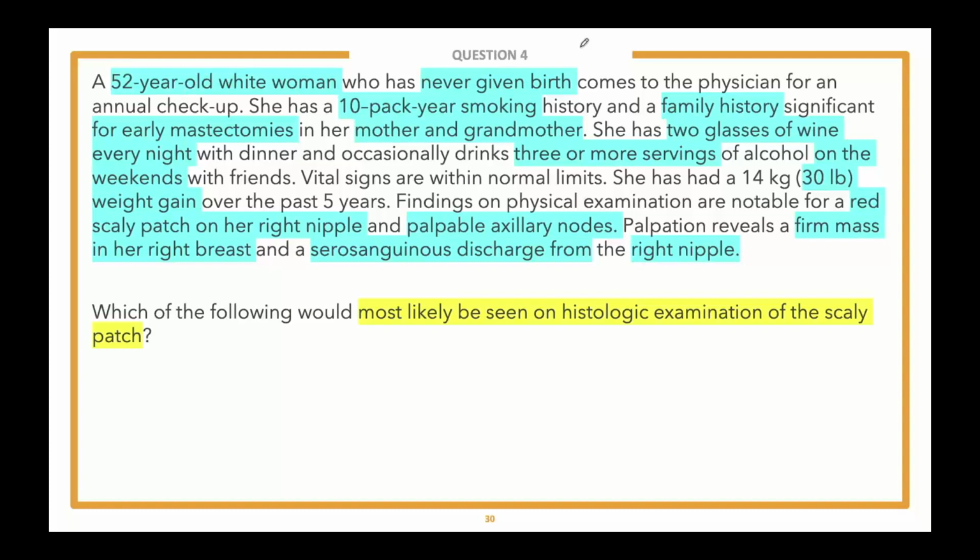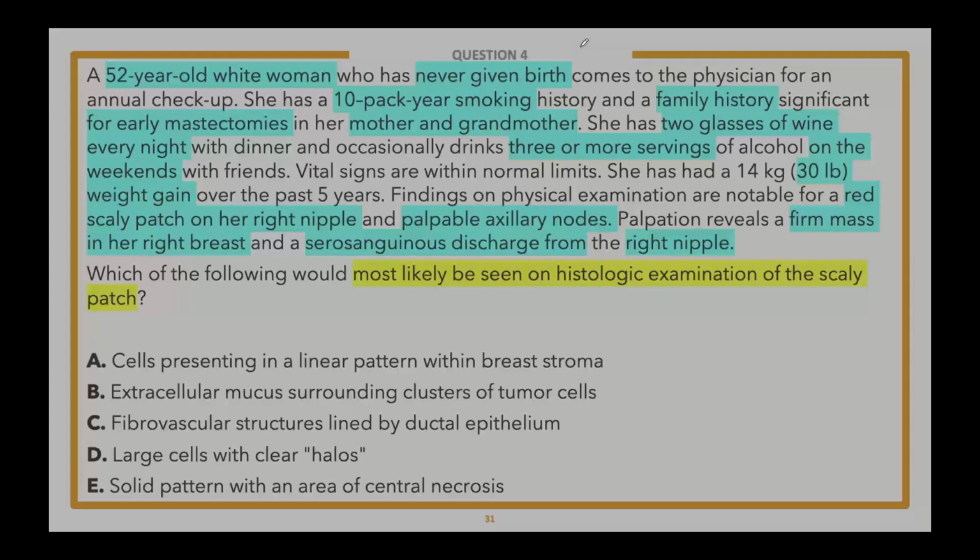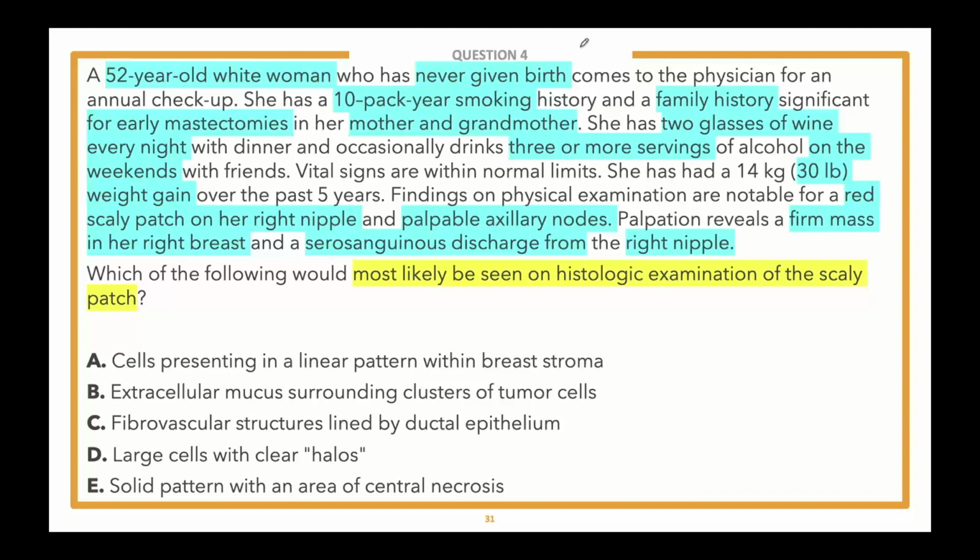So, most likely to be seen on histologic exam of the scaly patch. So, how many steps is this question? I think one, we need to figure out what is that scaly patch, what's the diagnosis? And then two, what would we see on pathology or histologic exam of that scaly patch? So probably a nice two-step question here. Let's go ahead and take a look at those answer choices. And once again, we're going to start at the bottom and work our way up.